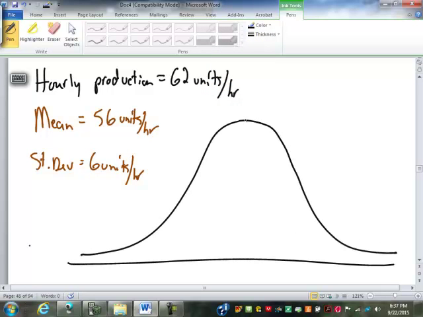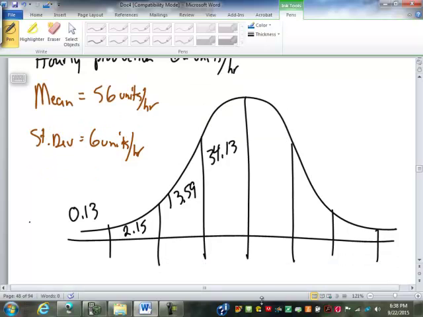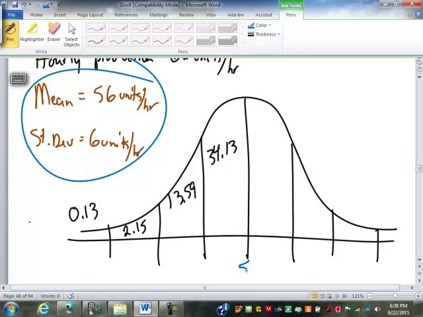I'm going to crunch down my curve just a little bit here. It's a little uneven that time. Again, these percents do not change. I'm just going to label one side here because the percents on the other side are exactly the same. What's going to go in the center of this curve? The mean is 56. What's going to go here? I subtract the standard deviation. I subtract 6. So this would be 50, then 44, and 38.